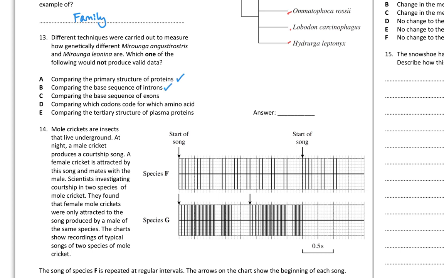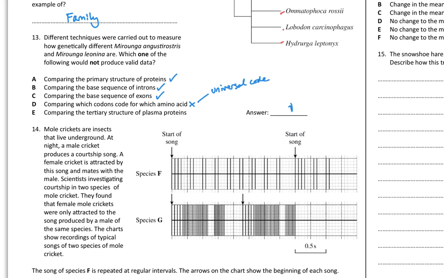And introns are between genes, and they pick up mutations, and therefore they are really variable between individuals. So they are really useful. Exons are useful as well, because exons will give you different amino acids and therefore different protein structures. So they're all super for comparing. Comparing which codons code for which amino acid? No. This is the universal code. So it's the same in all life, bar some of the archaea bacteria. So it must be D.